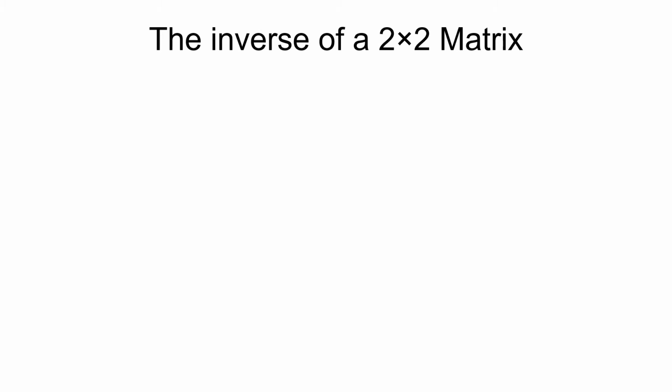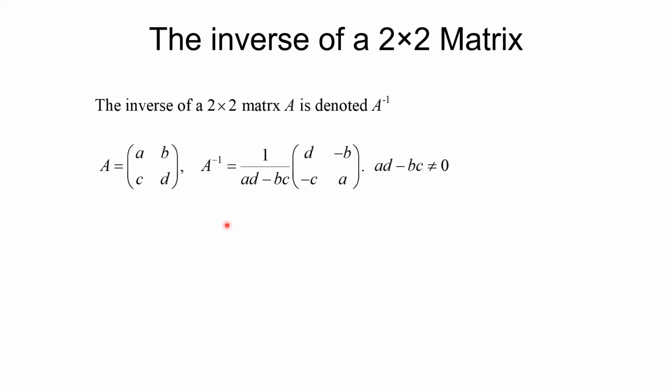Next, we will look at how to determine the inverse of a 2 by 2 matrix. The inverse of a 2 by 2 matrix can be identified as A to the power of -1. This simply means inverse in matrices. So this is the formula for it: 1 over the determinant AD minus BC, provided the determinant cannot be 0.